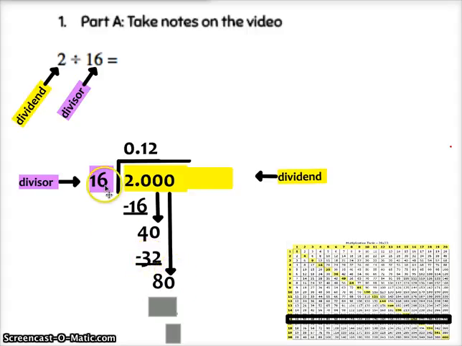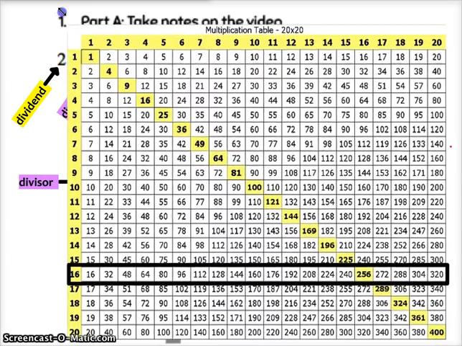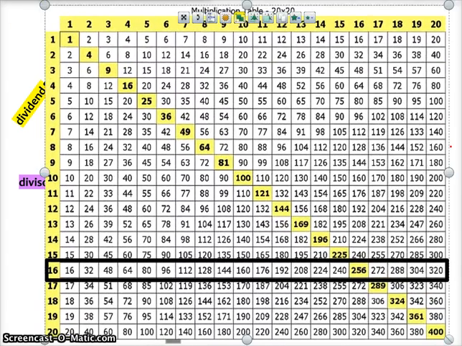And I ask the question, does 16 divide into 80? I'm going to go back to the multiplication chart. And here's 16 times 1, times 2, times 3, times 4, times 5. And I'm going to stop here because the question was, does 16 go into 80? Well, if 80 is a multiple of 16, then yes, it goes in, if we look up here, 5 times.